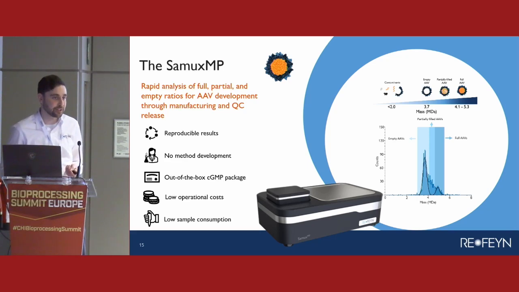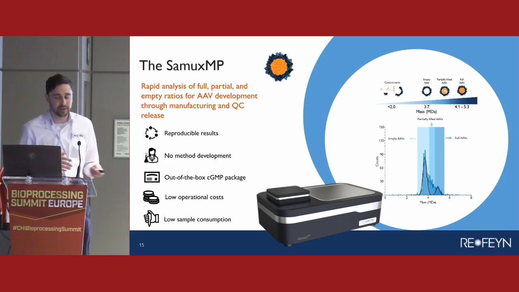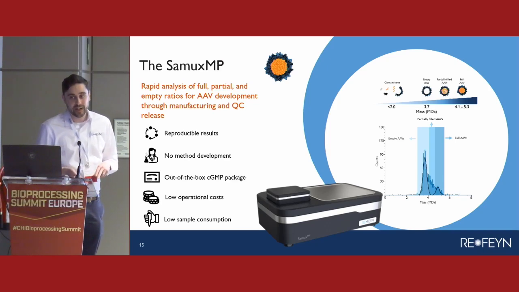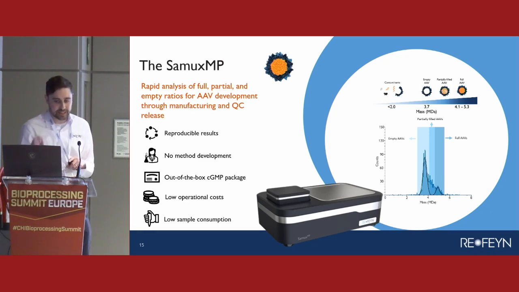Crucially, unlike many techniques, we also deliver enough resolution for you to assess empty, partial, and full populations. So you may be having to go to techniques like CDMS or AUC to get that kind of information, both of which use a heck of a lot more sample and crucially require much more skilled operation. This product specifically also comes with 21 CFR Part 11 compliance, so we can go into GMP manufacturing and QC environments.